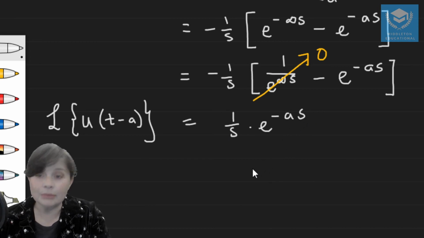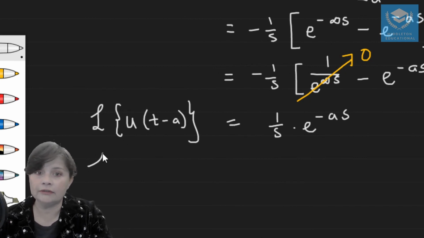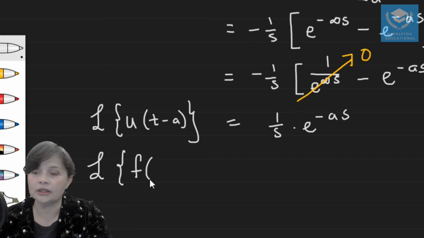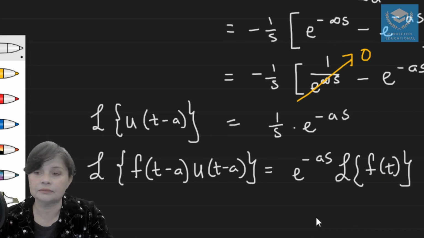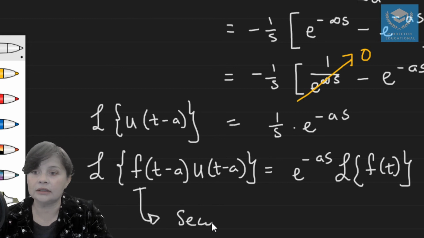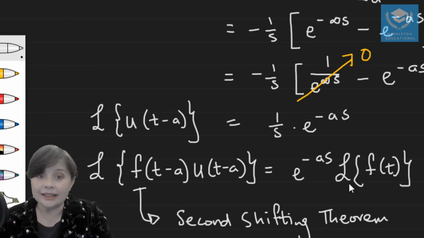Right? Now, in a similar way, you can find the following transform. You can find the Laplace transform of a function that has this form. And that is going to be e to the minus as times the transform of f of t. And the second part here is called the second shifting theorem. And that I'm going to work through in upcoming videos.